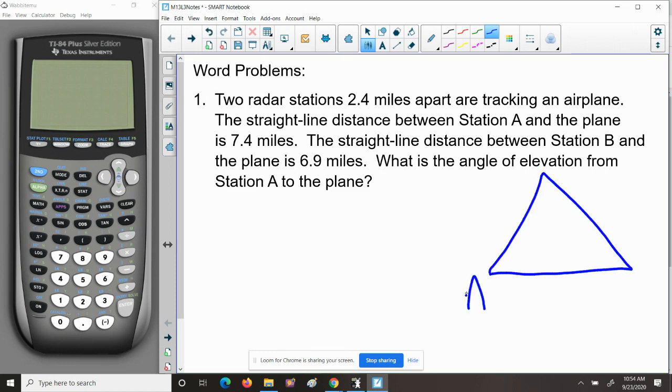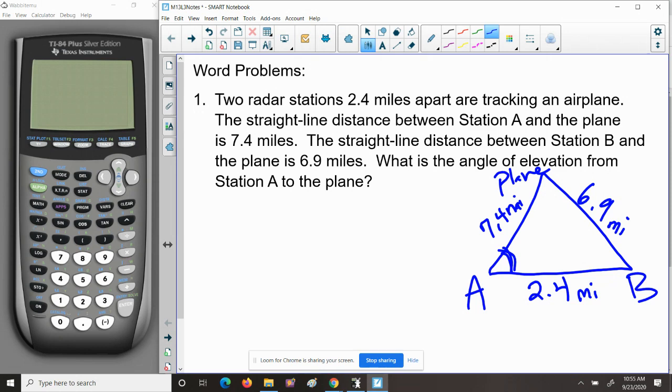We've got station A and we've got station B, and we've got our plane up here at the top, in between them. The radar stations are 2.4 miles apart, so this is 2.4 miles. The straight line distance between station A and the plane is 7.4 miles. The straight line distance from station B and the plane is 6.9 miles. What's the angle of elevation from station A to the plane? So this is the angle we're looking for. We're looking for angle A.